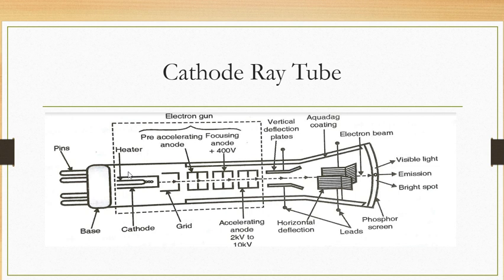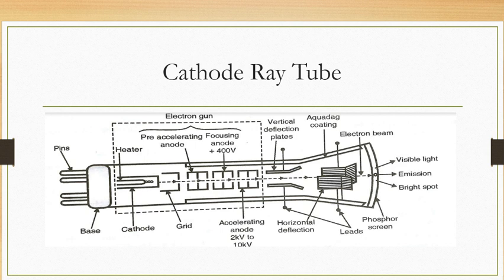And the grid is given a negative bias, that you have to keep in mind. By changing this negative bias applied to the grid, the number of electrons passing through this hole in the control grid changes, which indicates that the intensity of the electron beam can be controlled by this grid. In short, we can say that the negative bias is applied to the grid to control the intensity, in terms of the number of electrons passing through this hole. So this is the use of this grid.